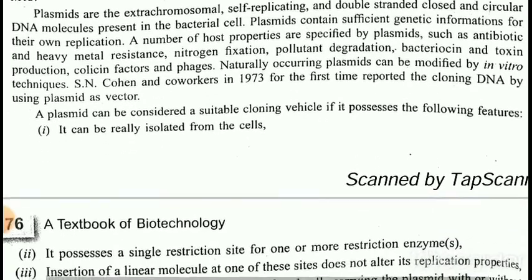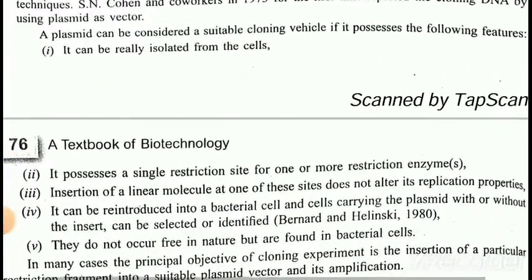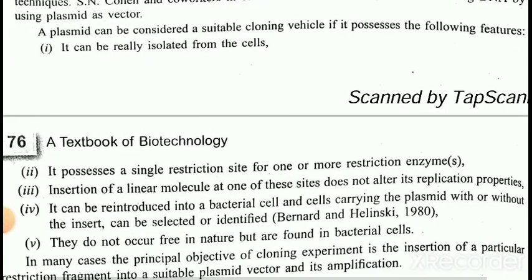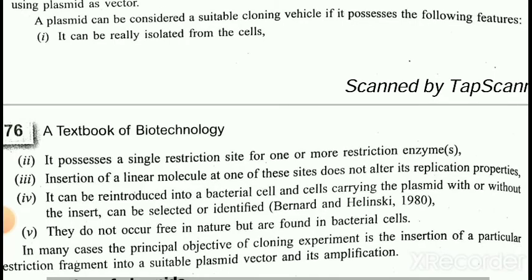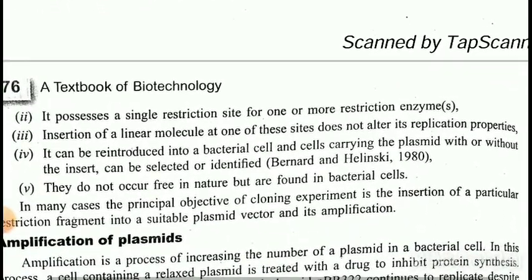A plasmid can be considered a suitable cloning vehicle if it possesses the following features. 1. It can be readily isolated from the cells. 2. It possesses a single restriction site for one or more restriction enzymes. 3.